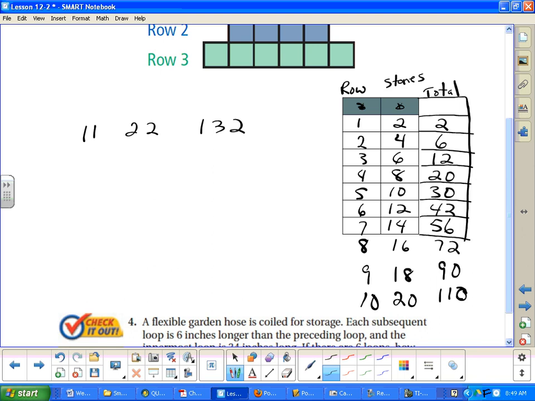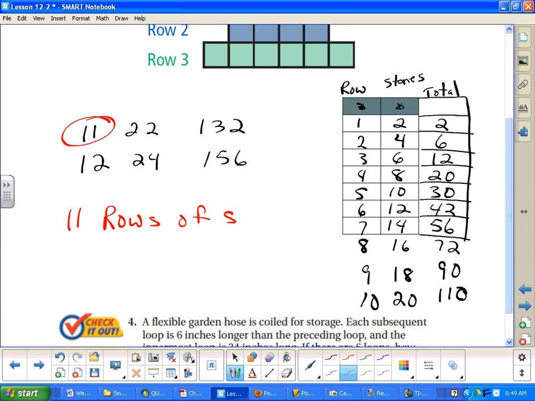Right? So if I went to row 12, I'd add 24. That would put me at 156. So that's more stones than I have. So I can do 11 rows of stones. And the easiest way to do that is just to make a list and keep a running total of where you're at to find that answer, which hopefully that's what you would do.